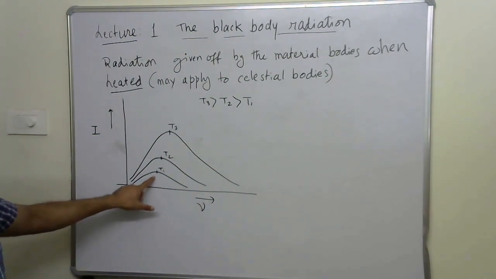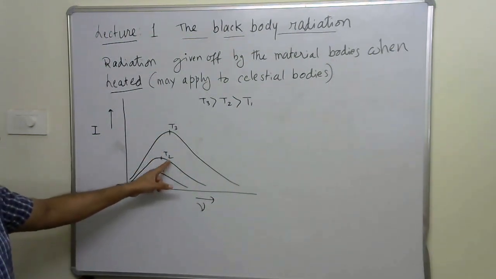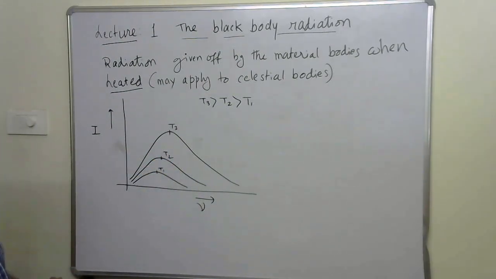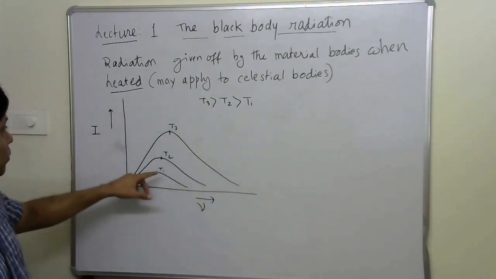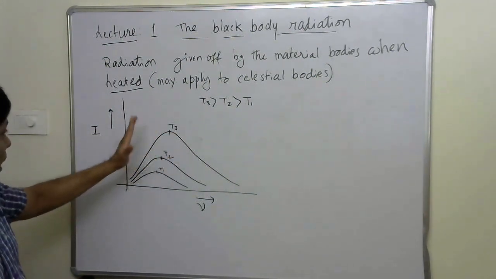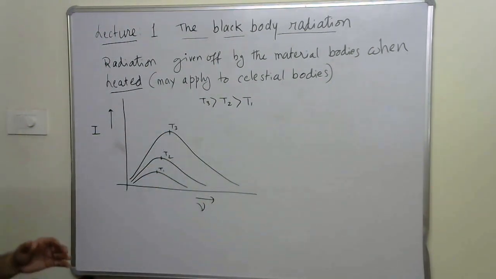You can see, at a much lower temperature, the body may be emitting in the red zone, and slowly, with increase of temperature, it shifts towards the blue zone. We can always see that with higher temperature, the maxima shifts to the right side. So here T3 is greater than T2, which is greater than T1.